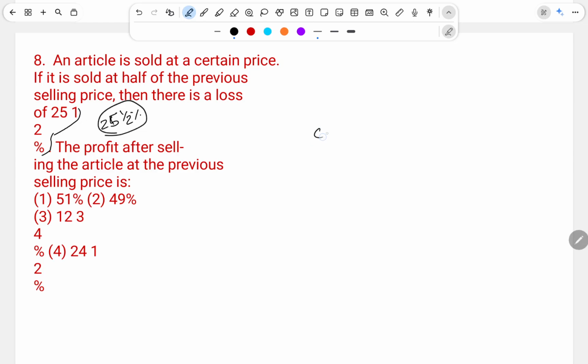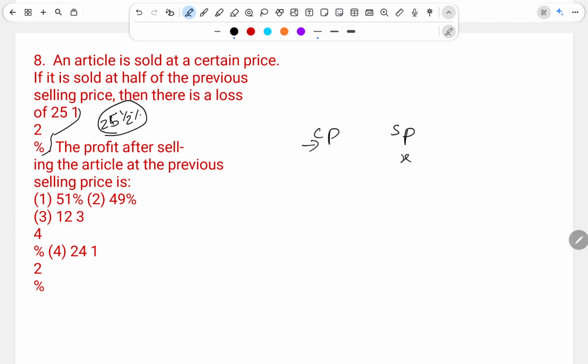an article is sold at a certain price, we don't know. CP, SP. So let it be 100. Every time we have to assume CP, right? 100, but we have taken Y, or otherwise X, so as not to confuse you. SP is X. An article is sold at a certain price, so let it be X.